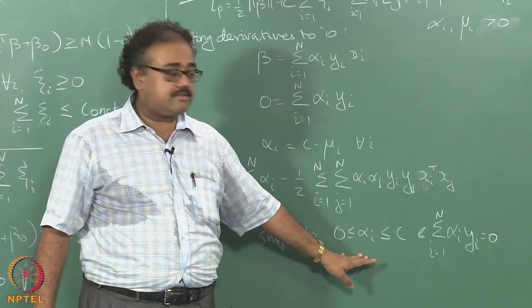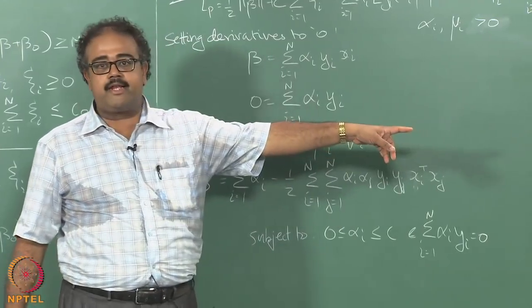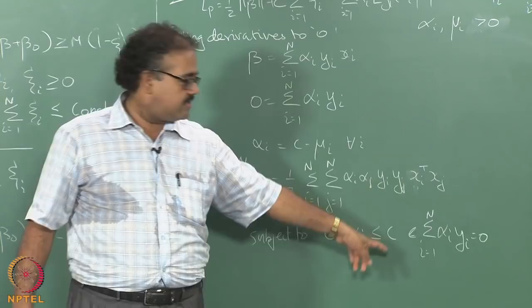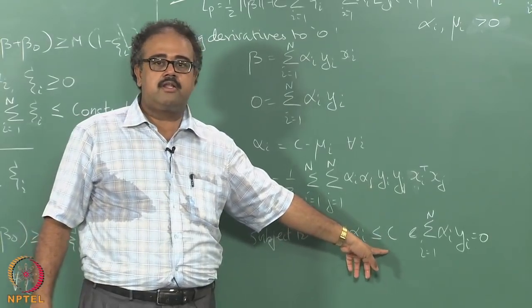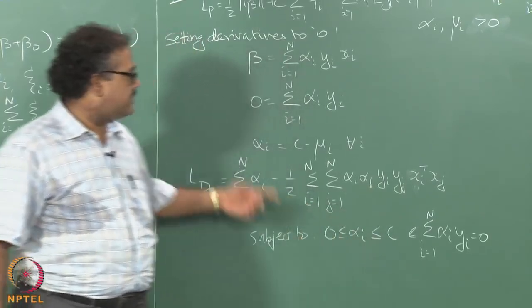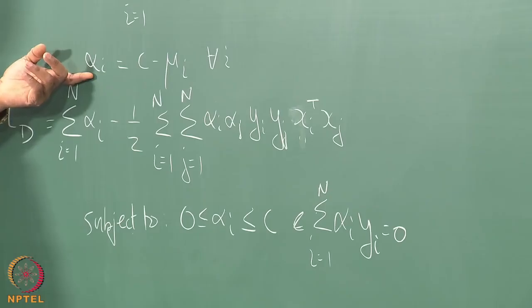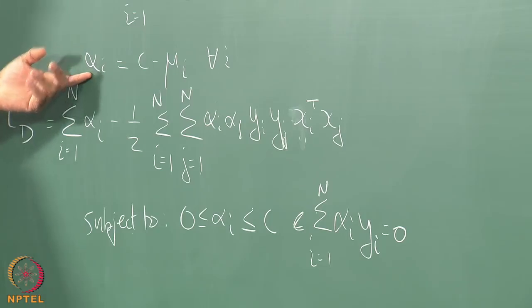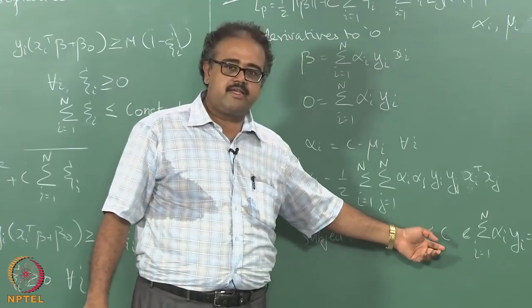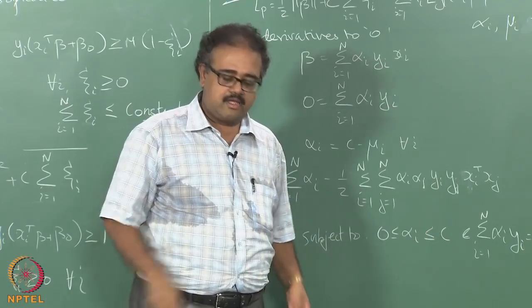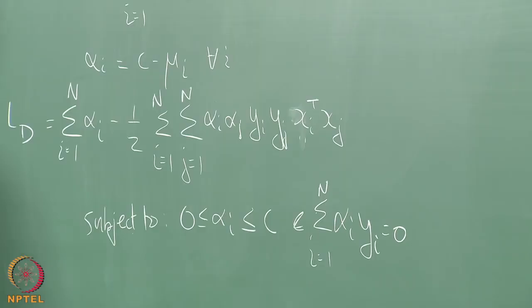But what is important here is that earlier I had only a non-negativity constraint on alphas, and now I have an upper bound on the value of alpha. Why is that? Because alpha is C minus μ, so there has to be an upper bound on alpha. Okay, that's good. So what about the other KKT conditions?